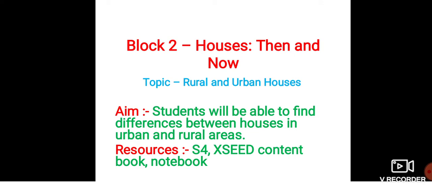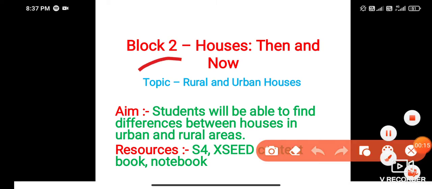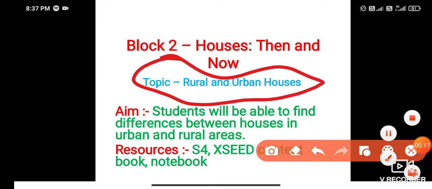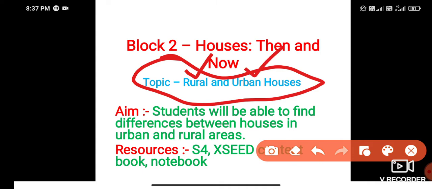Alright, students. In our previous classes we learned about houses in cities and houses in villages. Today we'll learn about rural and urban houses. Rural basically refers to village houses, and urban refers to city houses. So we'll learn about rural and urban houses.